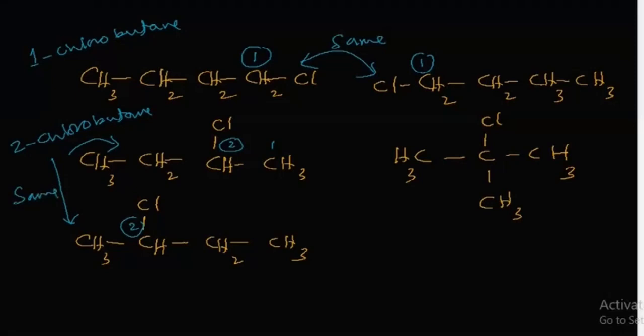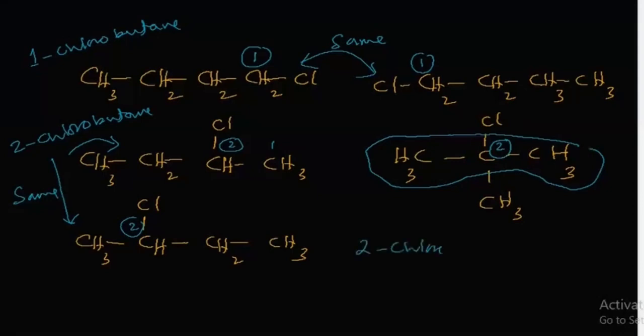Now, this is the propane. This is the longest chain, which contains 3 carbon atoms. But look at the second carbon atom. The second carbon atom contains 2 branches. Chloro and methyl, CH3. So this is 2-chloro-2-methylpropane.